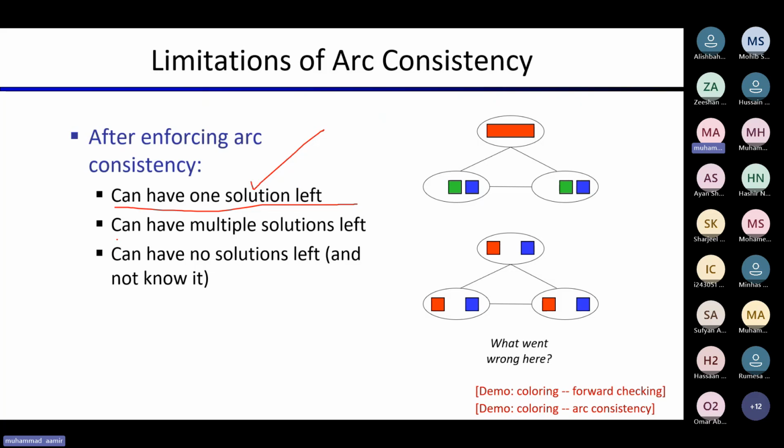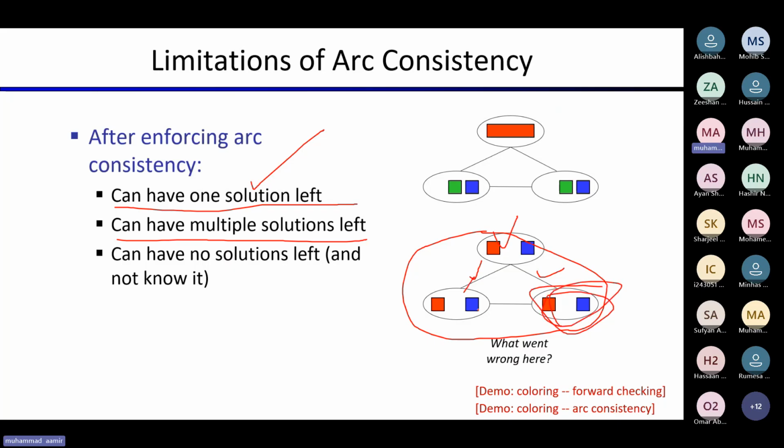Or we can be left with multiple solutions. Multiple solutions means a kind of deadlock. We have made these arcs consistent; all these arcs are consistent. If this gets red, this can get blue. If this can get blue, what will this variable get? Because one neighbor is blue, the second neighbor is red. If we see the arcs, both assignment arcs are consistent.